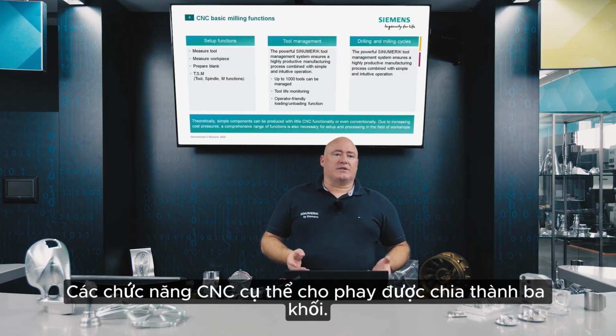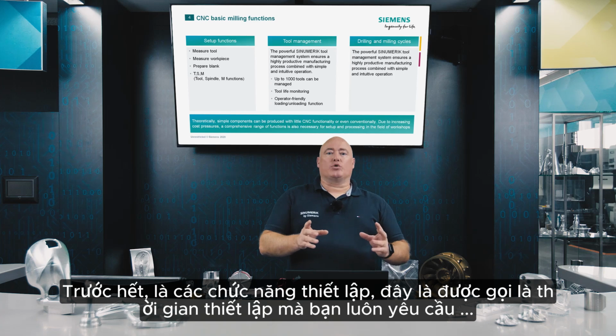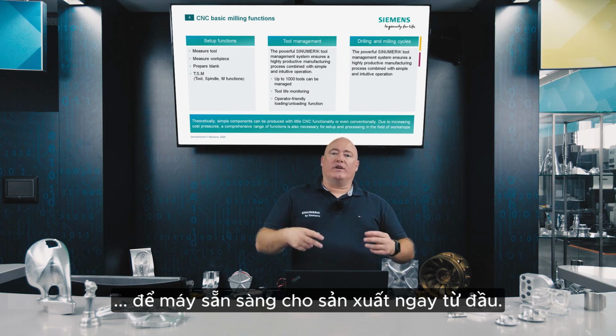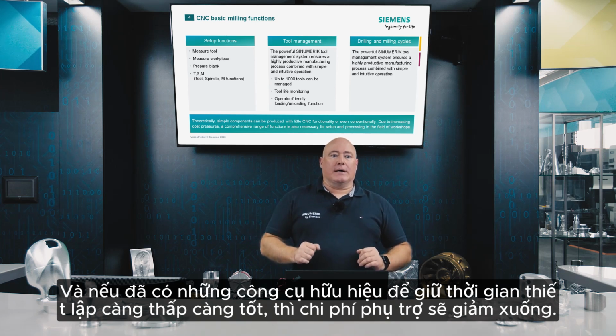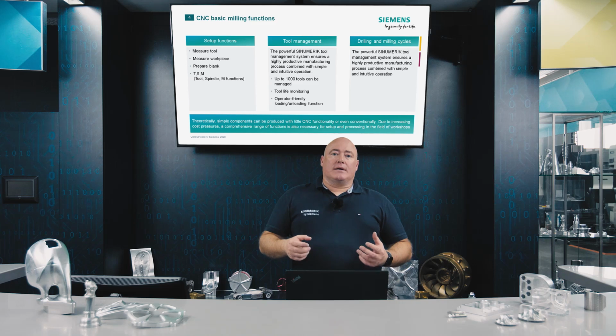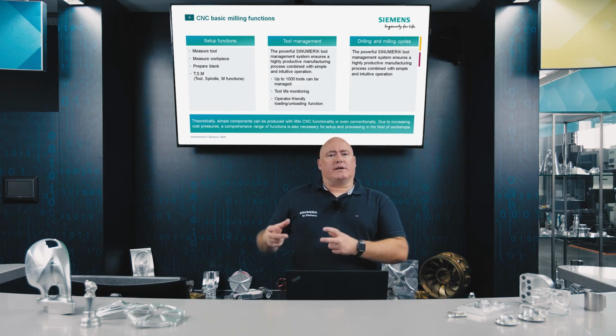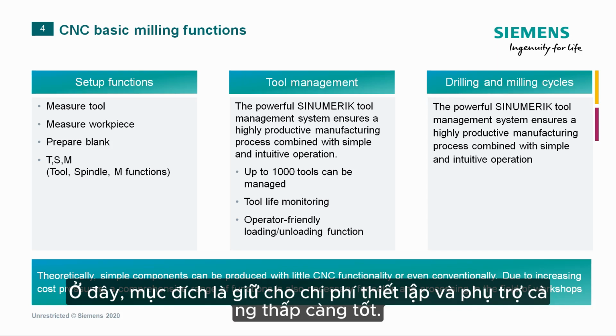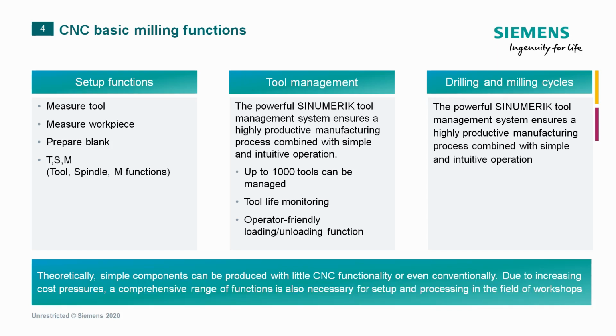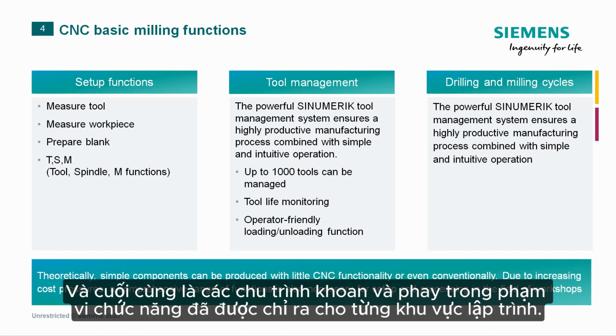The CNC functions specific to milling are split up into 3 blocks. First of all, the setup functions. These are the so-called setup times that you always require to get the machine ready for production in the first place. And if there are already effective tools to keep the setup times as low as possible, ancillary costs will also fall. Then there's the tool management function. This is used to optimize management of the required drills and milling cutters and other tools used. Here too, the aim is to keep the ancillary and setup costs as low as possible. And then the drilling and milling cycles that are in the functional scope addressed for each area here.